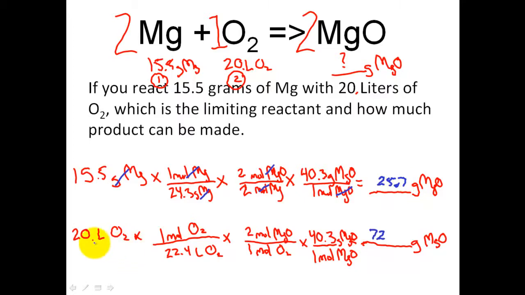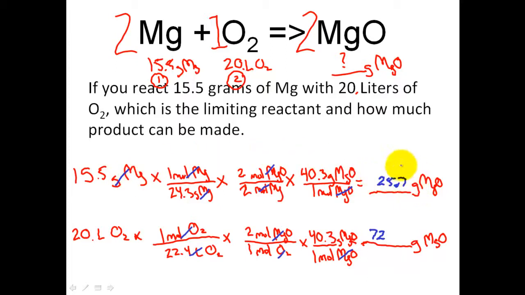Now, if I used up all of the other ingredient, my 20 liters of oxygen, and I go through and cancel out my units along the way, okay, everyone cancels. Here I am, 40.3 once again, and I end up with 72 grams of magnesium oxide. Now, you'll notice that these two numbers are different. In order to use up all of my oxygen, I should make 72 grams of magnesium oxide. In order to use up all my magnesium, I should make 25.7 grams of magnesium oxide.